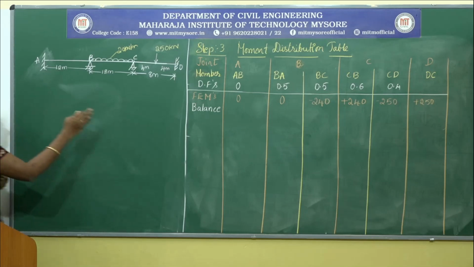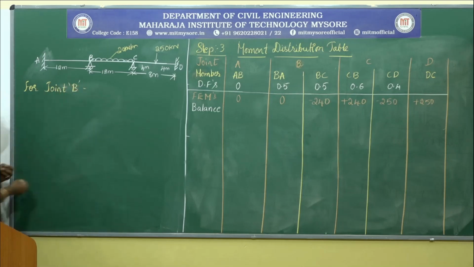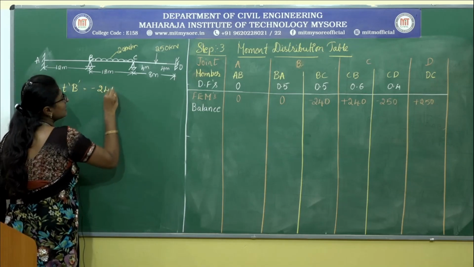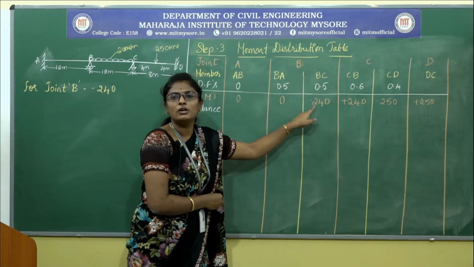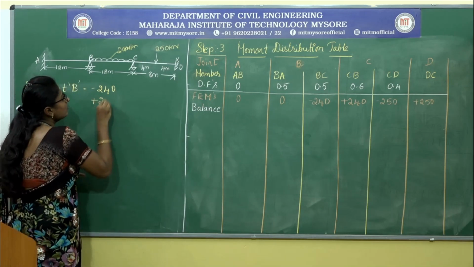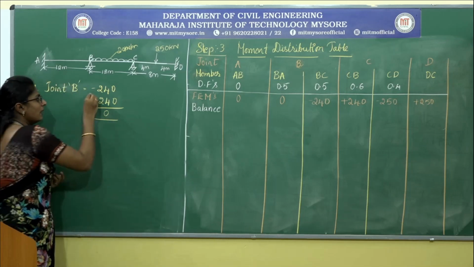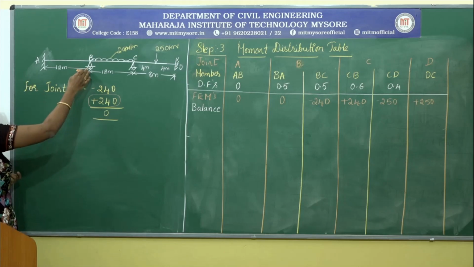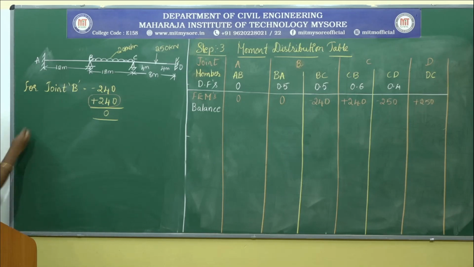So, now to calculate or to balance the moment for joint B. For joint B the unbalanced moment is minus 240. In order to balance this or make it as 0, I take plus 240 so that the answer will be 0. So, this is the balanced moment which is to be equally distributed between BA and BC by considering its distribution factors.